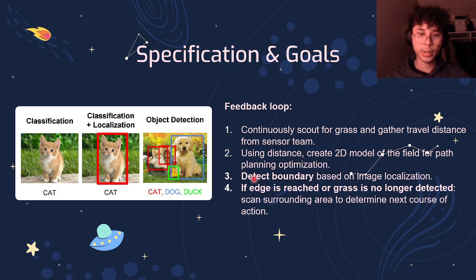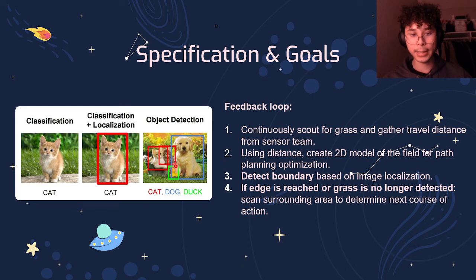And the third one is to detect boundaries based on image localization. So referencing the images on the left right here, first, our computer vision, of course, is going to be able to do the classification part, right? In this one it detects that it's a cat. In our project, it is going to be able to detect whether there is grass inside this image. But then the localization is also extremely important because it puts this kind of boundary that tells us exactly where the cat is on the image, or where the grass is going to be in our field of vision.